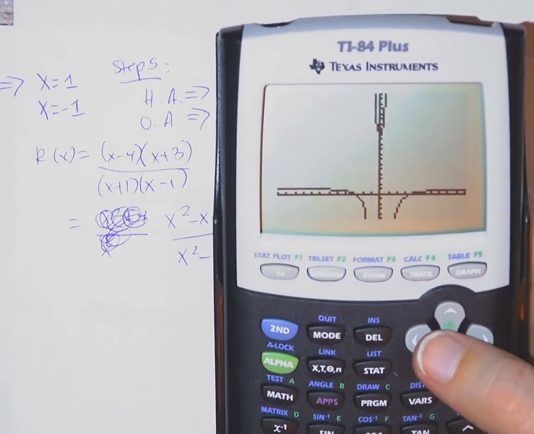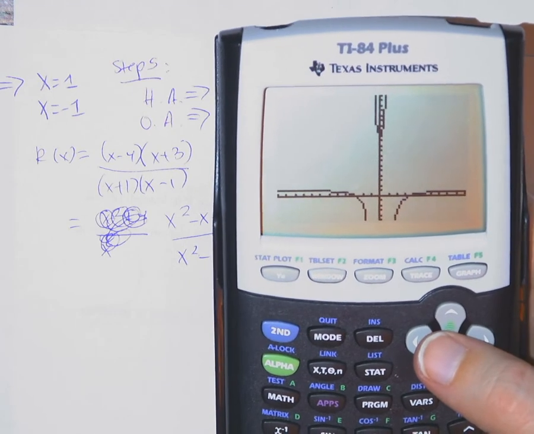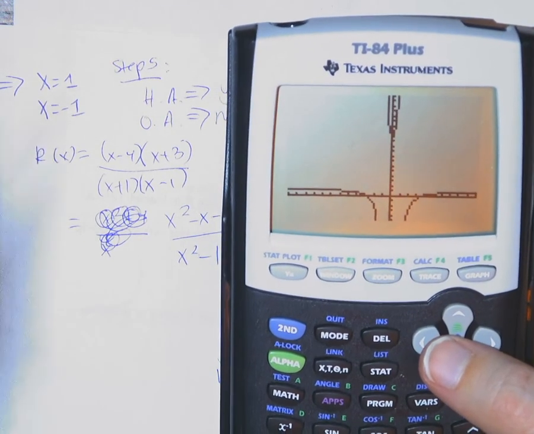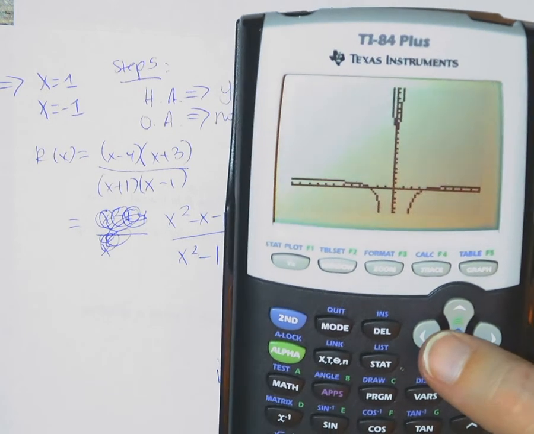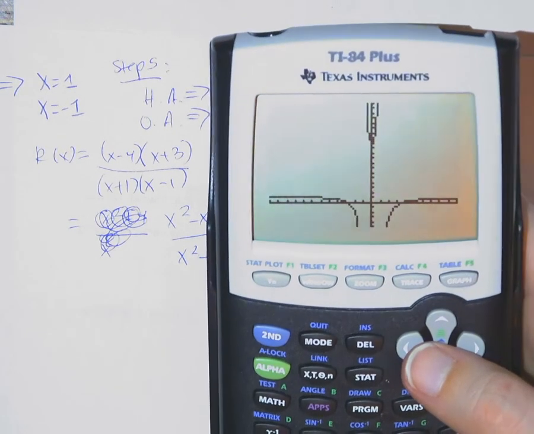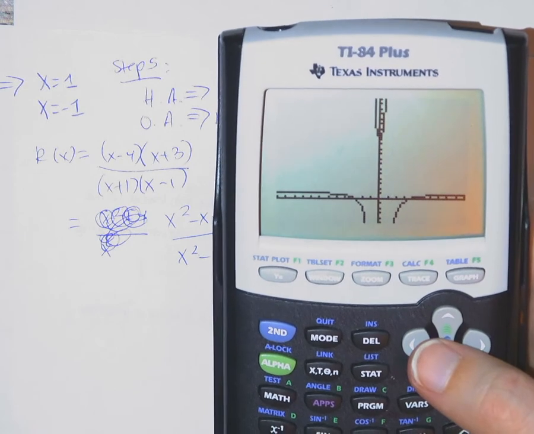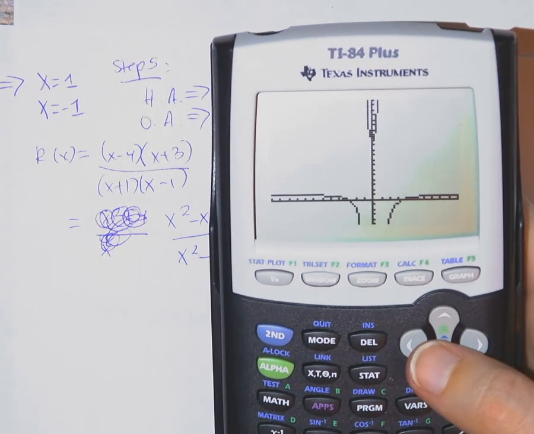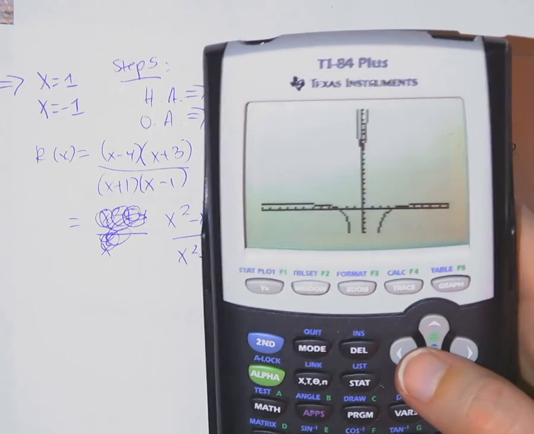So you can check your asymptotes, you can check your holes, you can check your oblique asymptotes, you can check your intersections, all of these things you can check using your calculator. Mathematically, you should have these things on your paper, but you can always check and make sure that you have the correct answer before moving on.